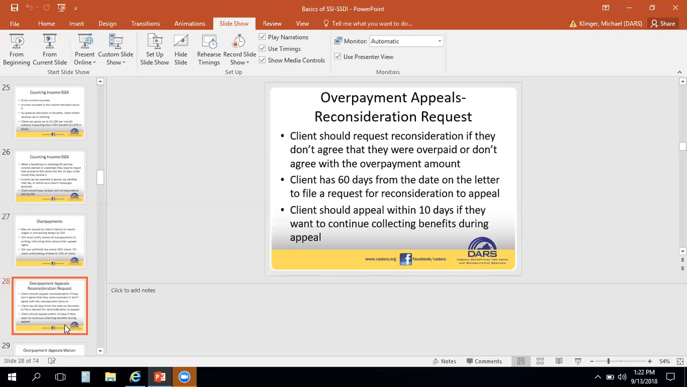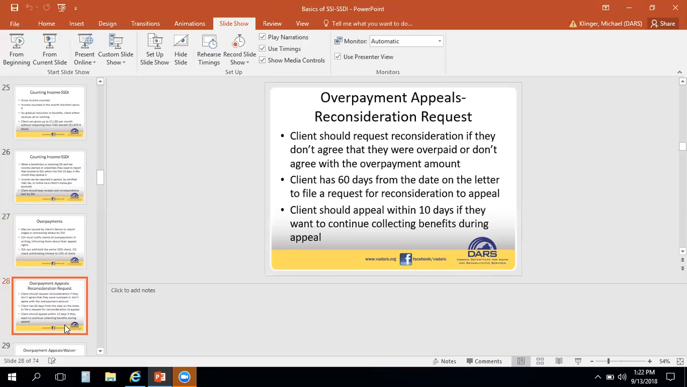One of the ways the client can appeal, though, is by filing what's called a request for reconsideration. That's a simple one-page form that they can fill out and submit to their local Social Security office, and that's technically an overpayment appeal. And what the reconsideration says is that the client either doesn't agree with the fact that they were overpaid or they don't agree with the overpayment amount.